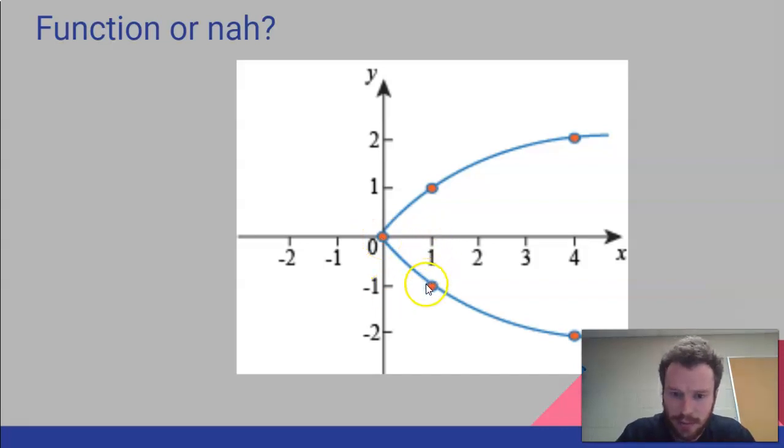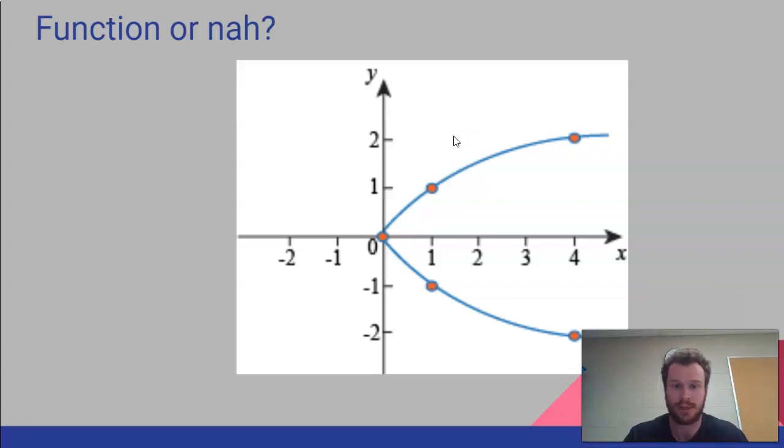The y value is negative 1, but it's also positive 1. So for this input value 1, it has an output of 1 and negative 1. It can't have 2 outputs. It can only have one output. So therefore, it's not a function, right?